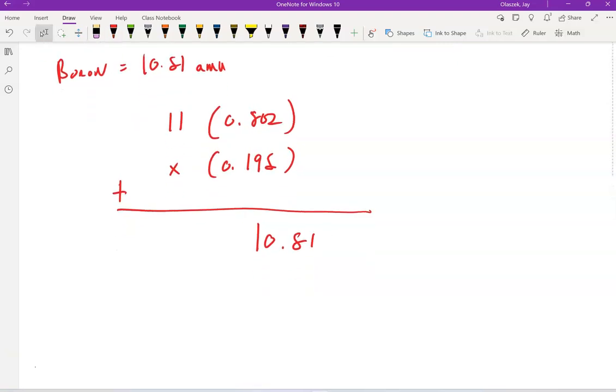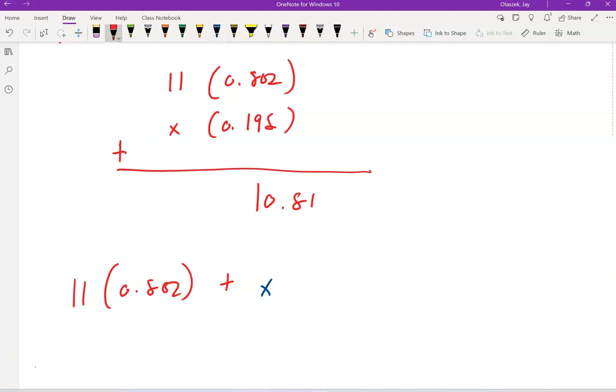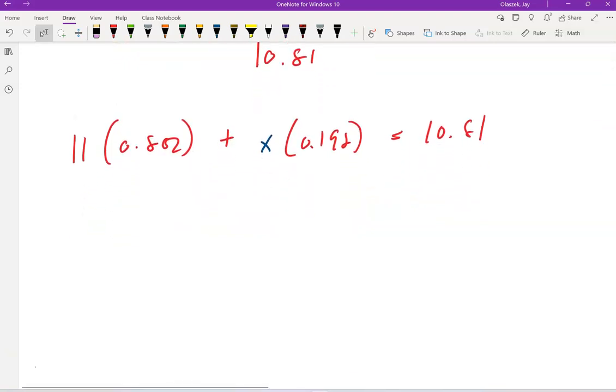So what we're going to do is we're going to solve for x. We're going to do it just like we did solving for your semester grade. We're going to say that the sum of 11 times 0.802 plus this value x that we don't know multiplied by 0.198 is equal to 10.81. All we have to do is solve for x. So I'm going to do it just like I did by cranking these out. And here's what we get.